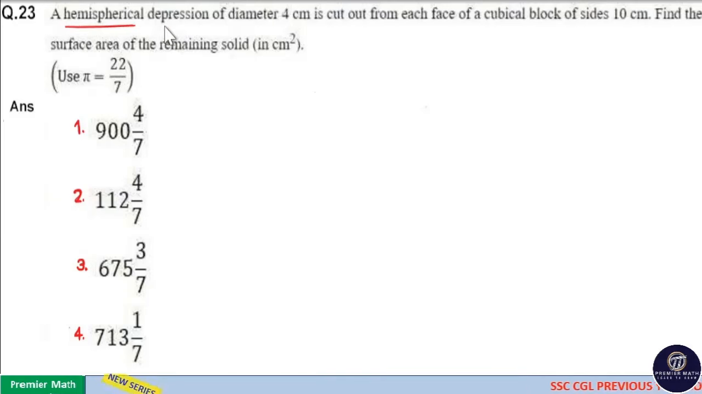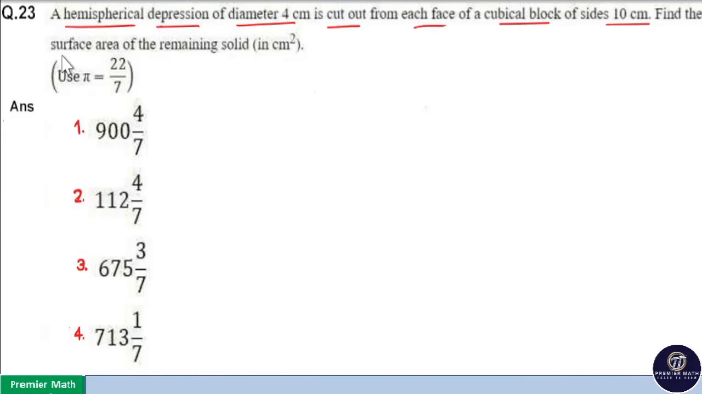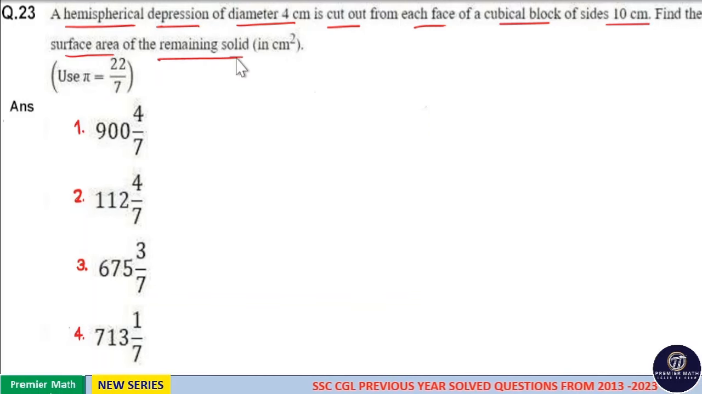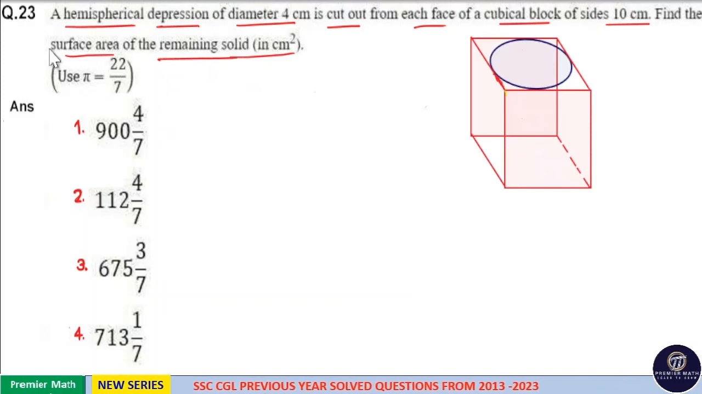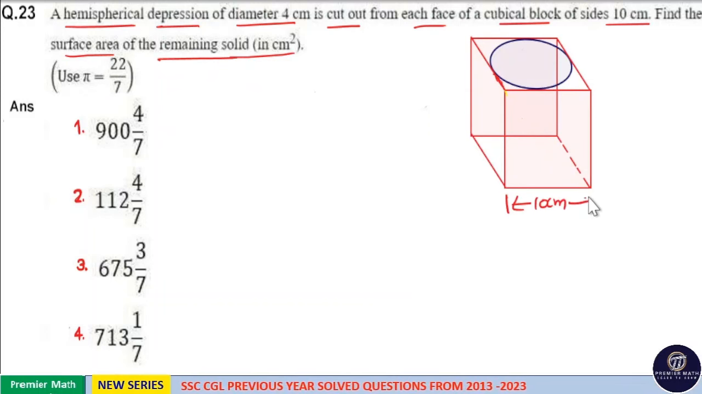A hemispherical depression of diameter 4 cm is cut out from each face of a cubical block of side 10 cm. Find the surface area of remaining solid in centimeter square. Here, this cuboid's side length is equal to 10 cm.